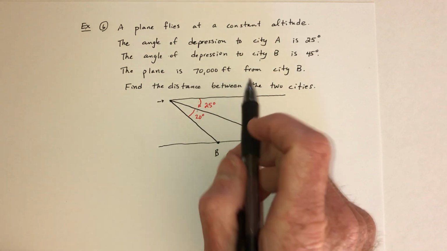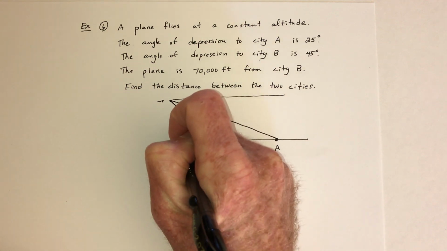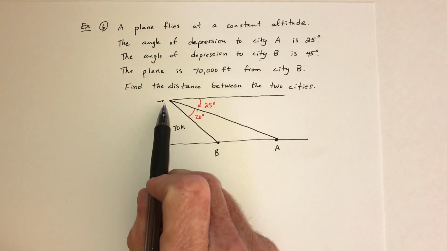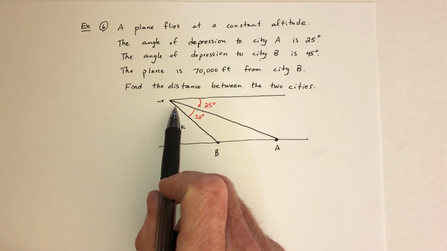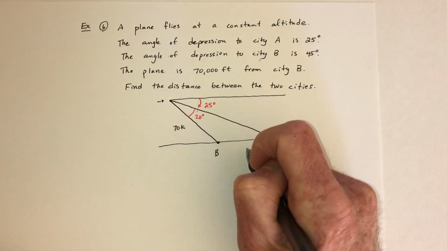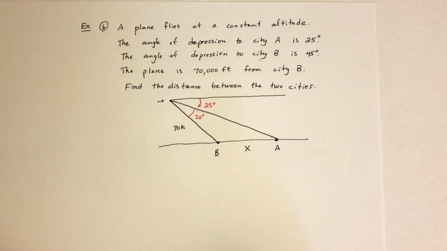Then the plane is 70,000 feet. So I'm just going to put 70K for 70,000. So the plane is right here. The distance between the plane and city B is 70,000 feet. Find the distance between the two cities, x. Now, on the other ones, I just automatically went to the law of cosines.